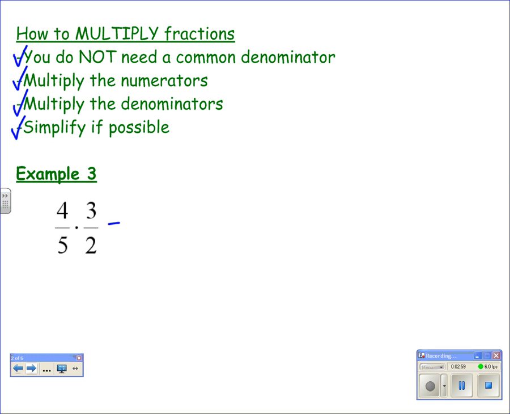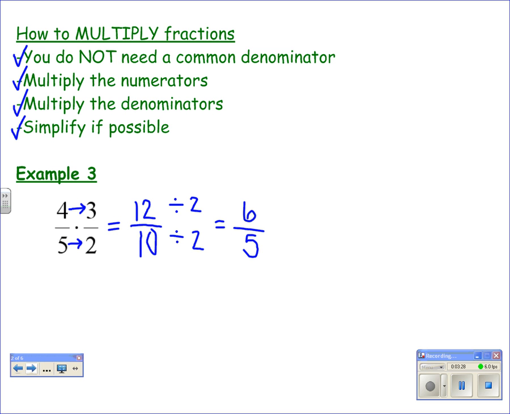I do not need a common denominator, so 5 and 2 can stay as they are. I multiply the numerators. 4 times 3 is 12. Then I multiply the denominators. 5 times 2 is 10. I can simplify this. I can divide both 12 and 10 by 2. 12 divided by 2, I will get 6. And 10 divided by 2, I get 5.